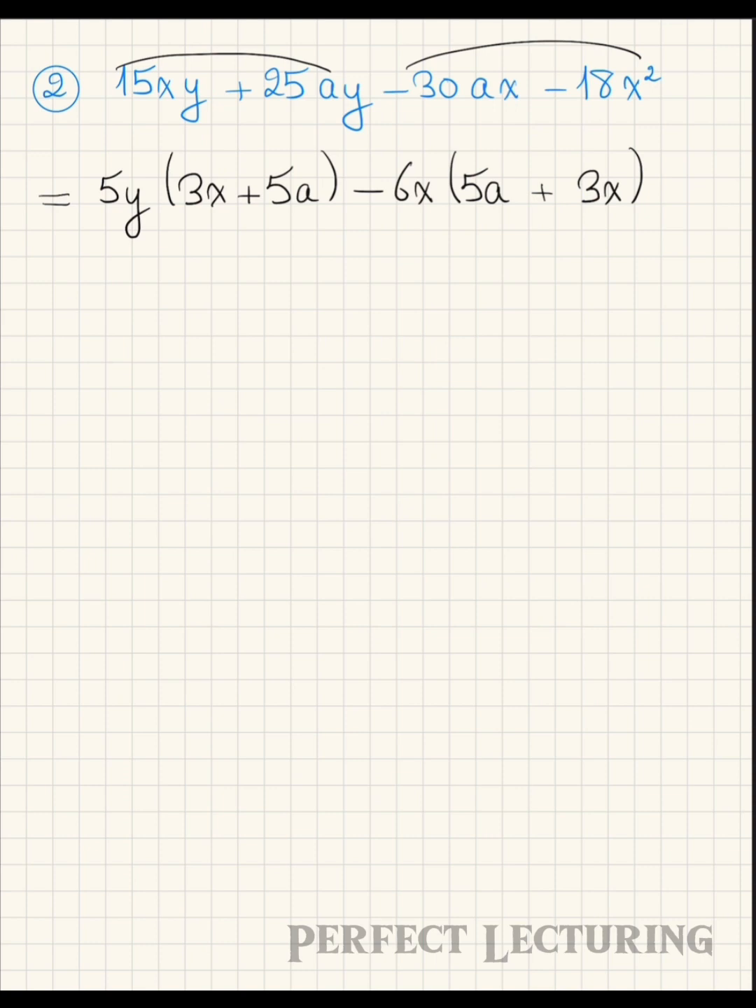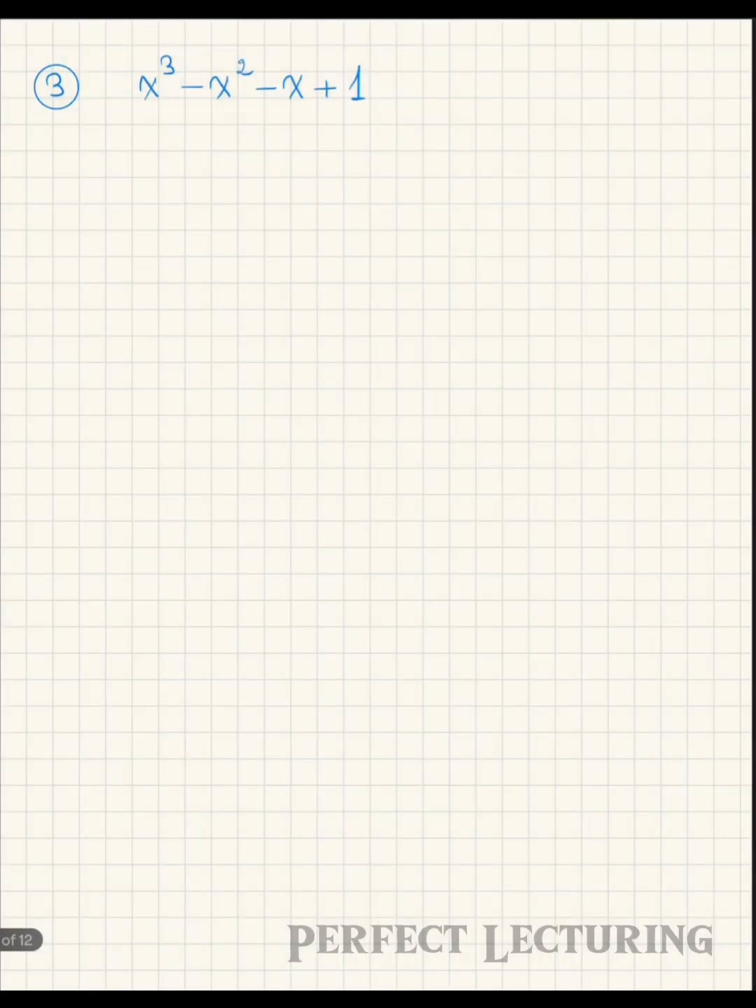So let's see if the grouping is going to work here. Yes, it will work because we have 3x plus 5a as well as 3x plus 5a. So another factor has popped up. So I take it out, and I am left with 5y minus 6x, and this is the final answer. Let us do one more example.